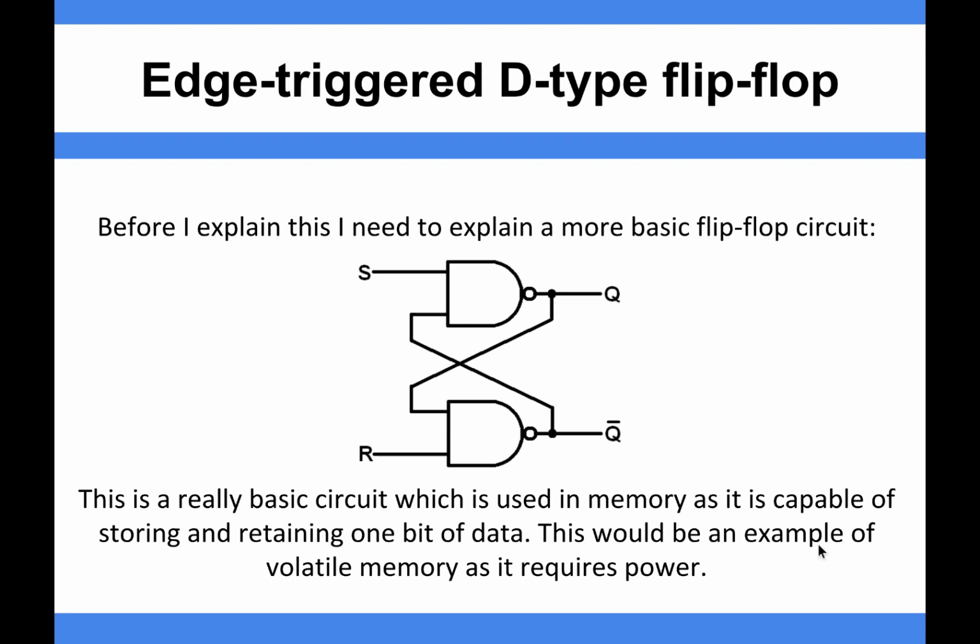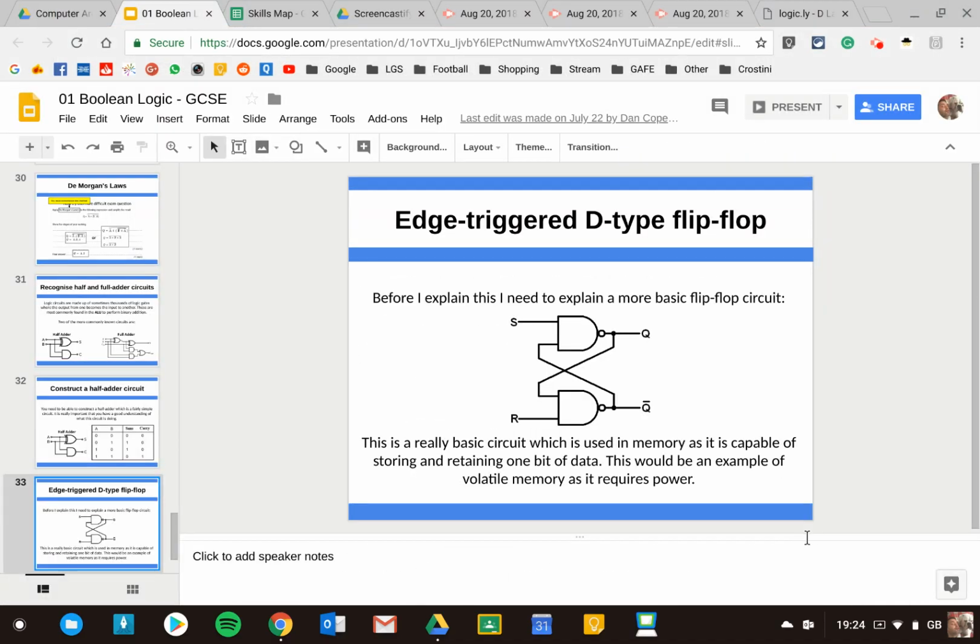So before I explain an edge-triggered D-type flip-flop, I need to explain a more basic flip-flop circuit. This really is a basic circuit which is used in memory as it is capable of storing and retaining a single bit of data. So this would be an example of volatile memory like RAM because it requires power coming in, but assuming it's got power with logic gates, you can hold bits of data. All right, so to show you one of these working, this is a basic flip-flop.